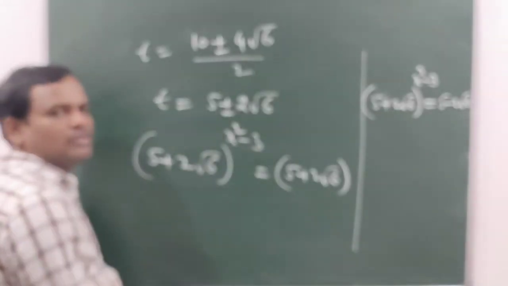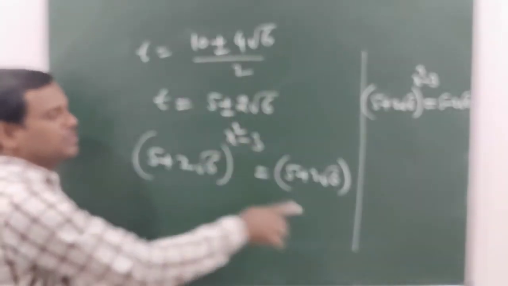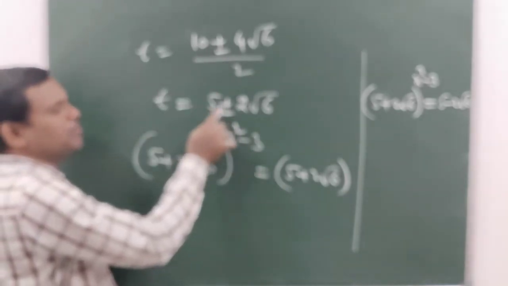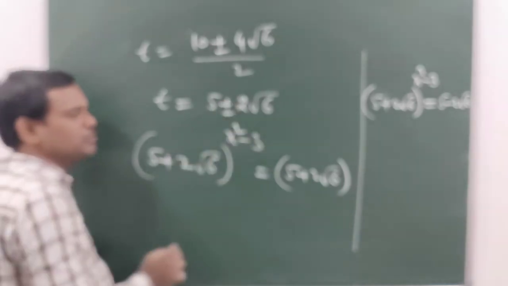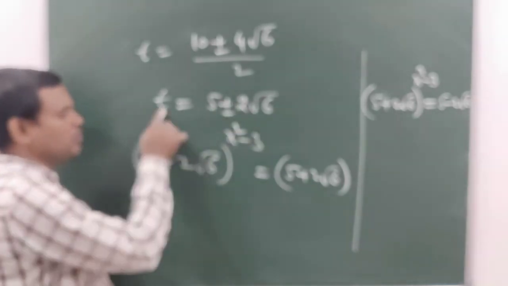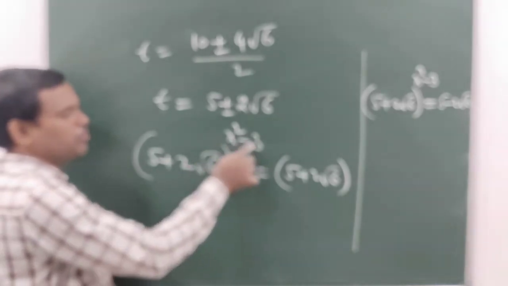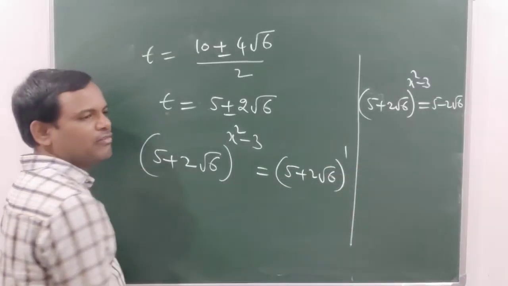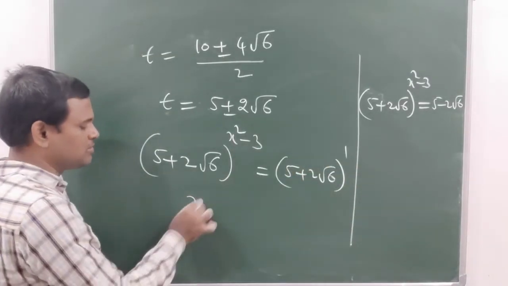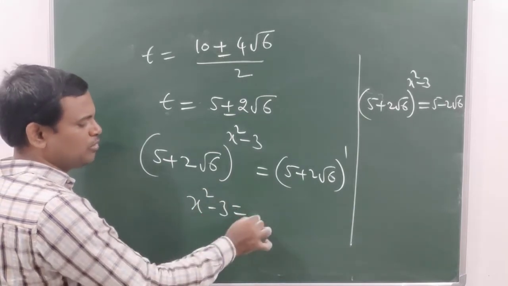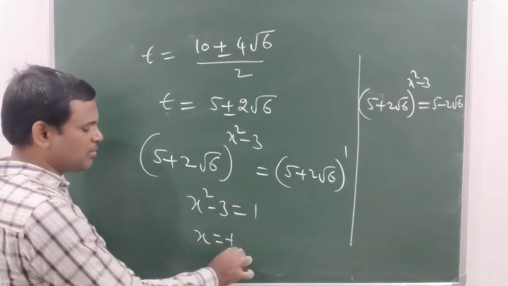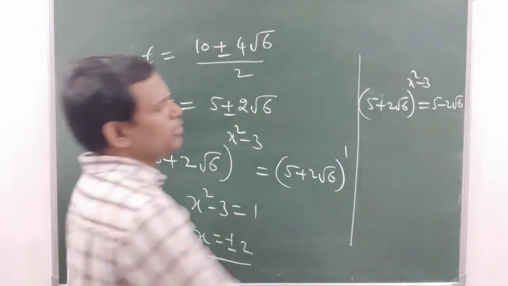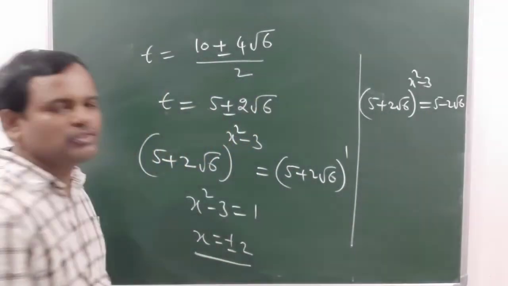Okay? So when you solve that quadratic equation which we have got in terms of t, we get t is equal to 5 ± 2√6. So as we know, t is nothing but (5 + 2√6)^(x² − 3). So here I have taken plus and I have equated, so whole power 1. Bases are same. Equate the powers. Now x² − 3 is equal to 1. Now x equal to ±2 you will get. Okay? Right. So here we have got two values for x.